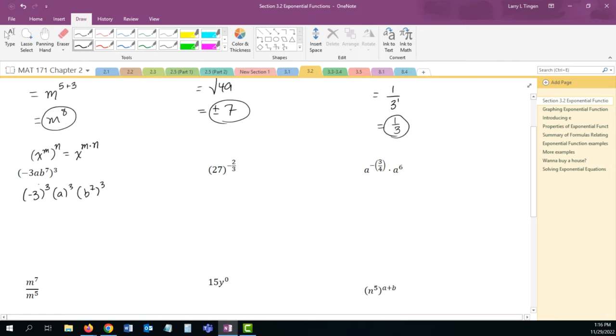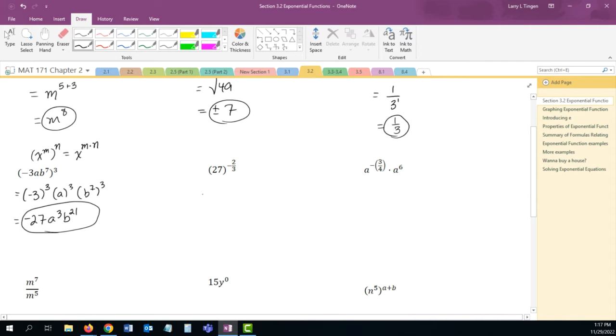-3 times -3 is +9. +9 times -3 is -27. A to the 3rd is a to the 3rd. B to the 7th raised to the 3rd is b to the 21st. You can do that all in one step. Again, this is me making notes for the class, so I will probably explain a little bit more than is necessary.